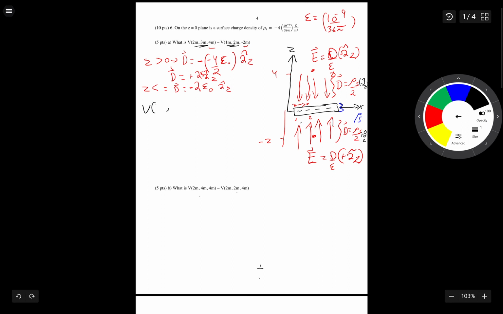We know our potential difference is only dependent on our z component, so it's going to be from z = 4 meter to -2 meter, which is the work done to move 1 coulomb of charge, negative our integral of E dot dl. So we know that D is epsilon times electric field intensity. That means our E is our electric flux density over epsilon naught.